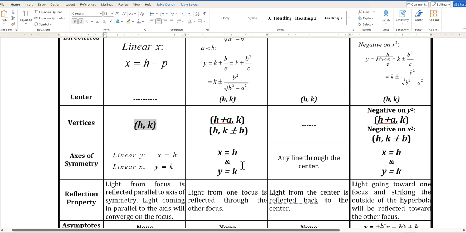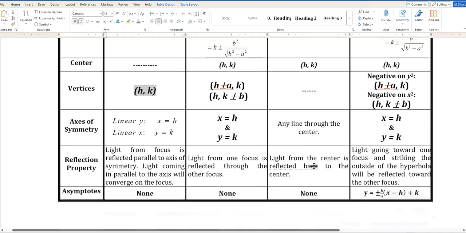x equals h and y equals k will both be lines of symmetry for the parabolas and hyperbolas, both a horizontal and vertical line going through the center. And any line through the center will be a line of symmetry for a circle.